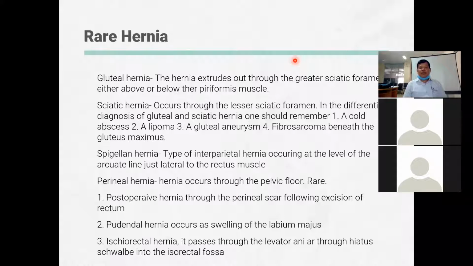So once such a hernia is diagnosed, the operation is the same. Here we have to go for herniotomy as well as repair, or nowadays, if there is a big gap, we can put a mesh.